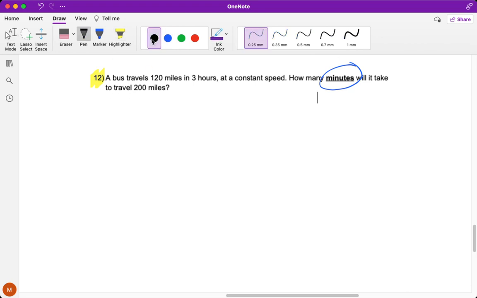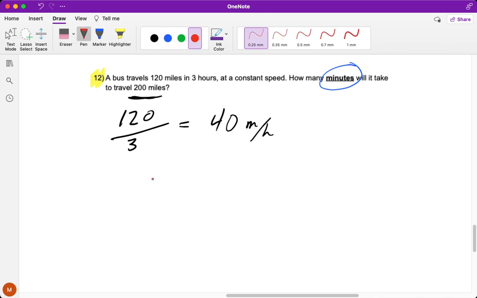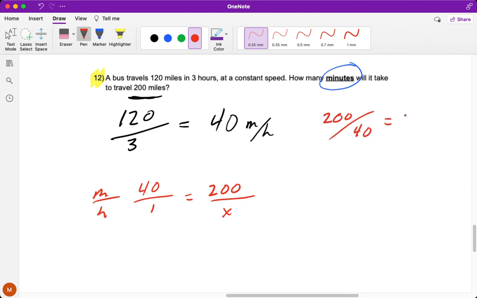So I'm going to solve this one a little bit differently because we learned rates. The first thing I'm going to do is figure out how many miles this bus travels in an hour. I know they traveled 120 miles in 3 hours, and that's equal to 40 miles per hour. So if they're traveling 40 miles per hour and they travel 200 miles, I can figure out how many hours it is. I can do it as a ratio if I wanted to: 40 over 1 is equal to 200 over x, because I know it's miles over hours. Or I can say, if they travel 200 miles at 40 miles per hour, I can do 200 divided by 40, which is 5, and that will tell me how many hours it will take.